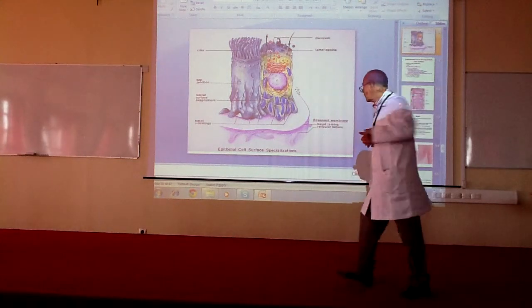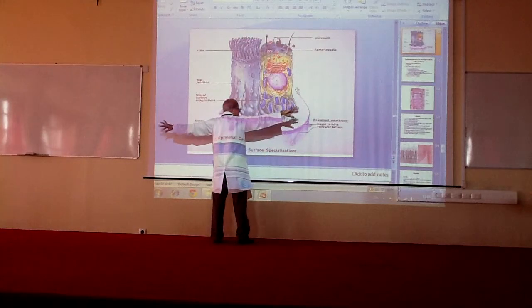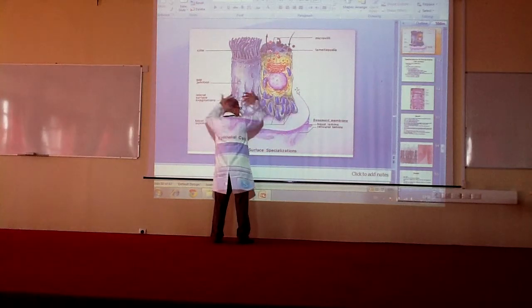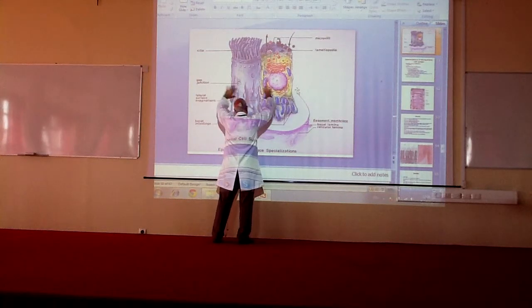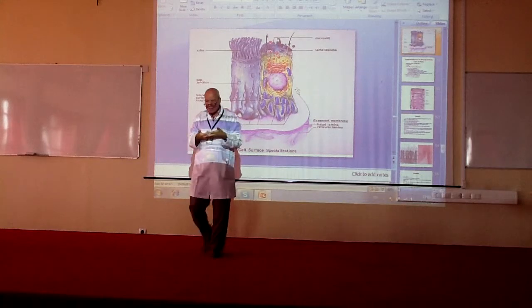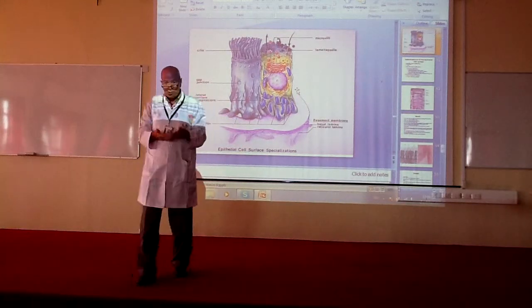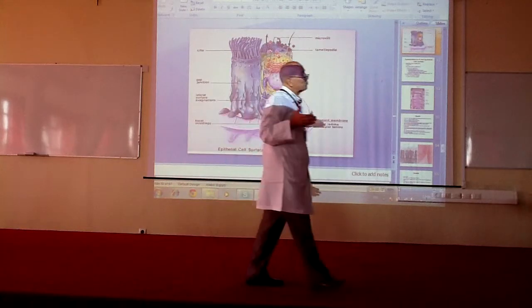What else? Do the cells have arms, and do these arms interdigitate? Yes. They make lateral interdigitations to make the cells attached to each other. Clear? Or do I have to repeat?